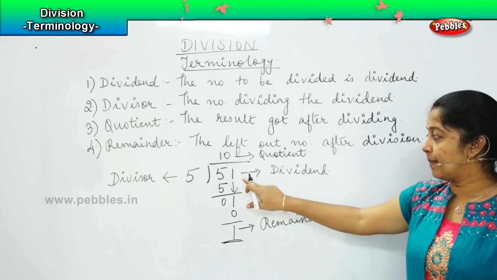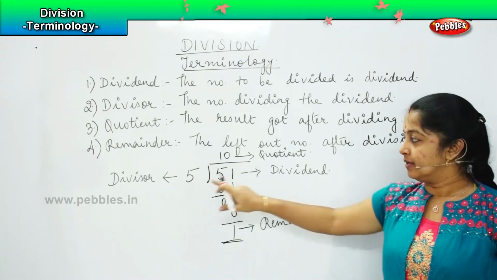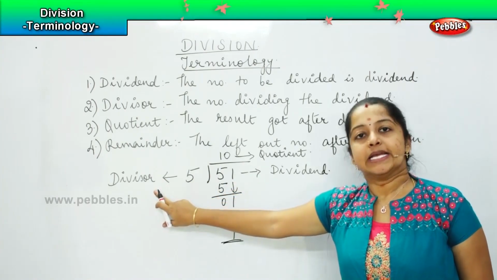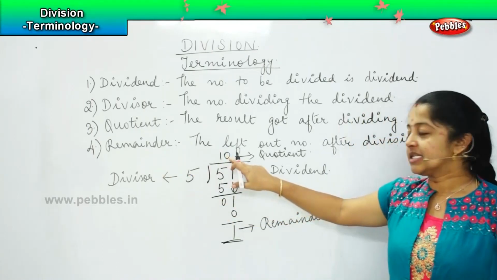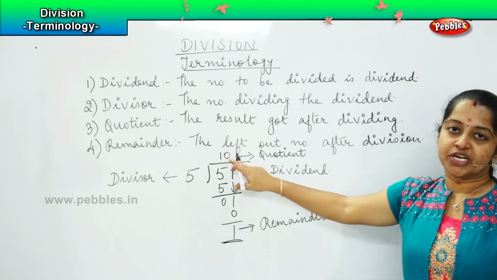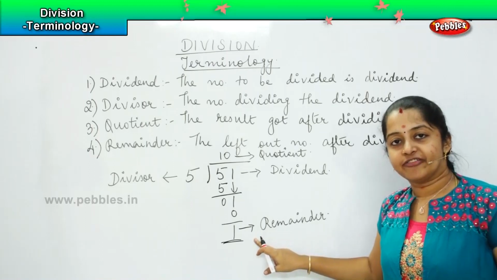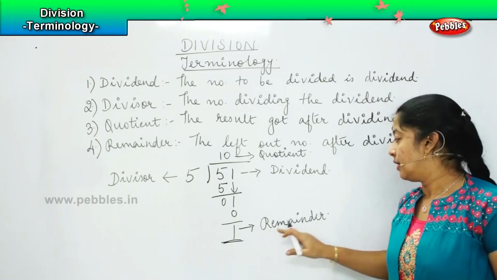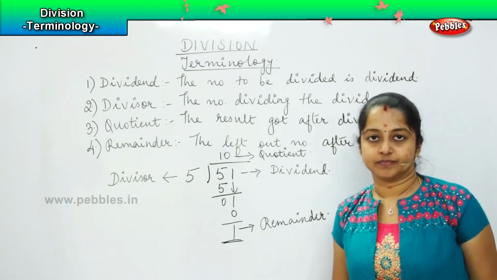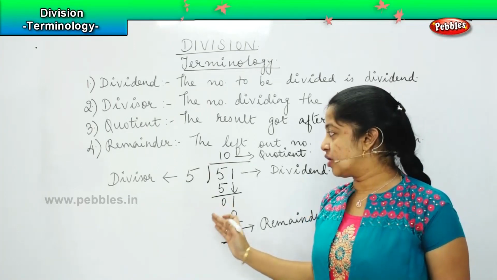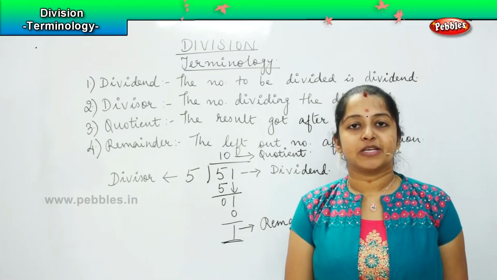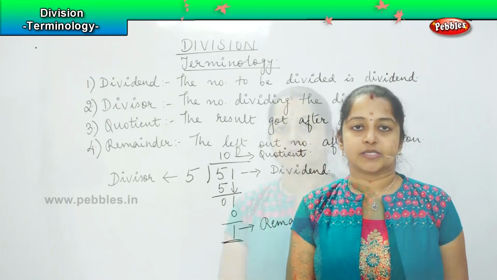So, are the 4 concepts clear, children? The bigger number is my dividend. The number with which I divide is my divisor. The answer I get, that is my quotient. And in case of any left out number or figure, that is my remainder. Okay. So, based on these concepts, we will be solving our questions.